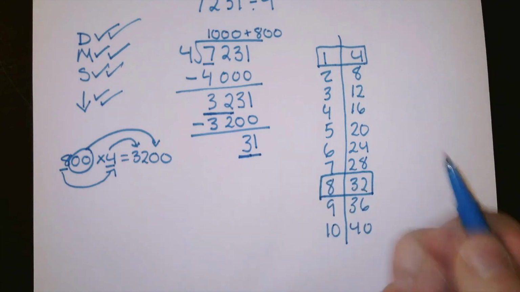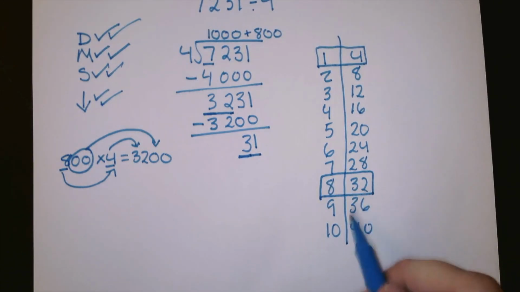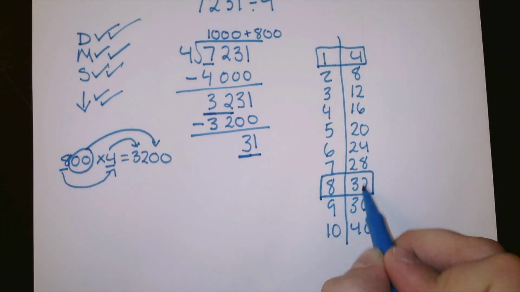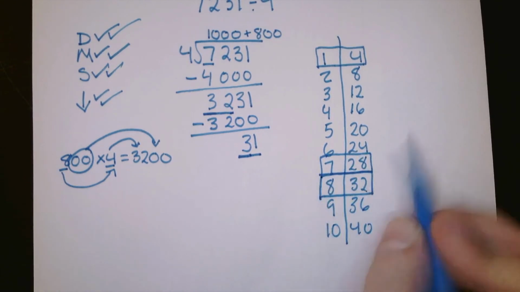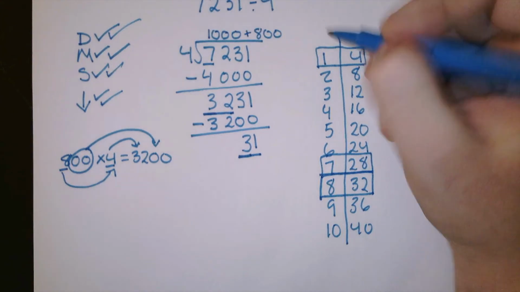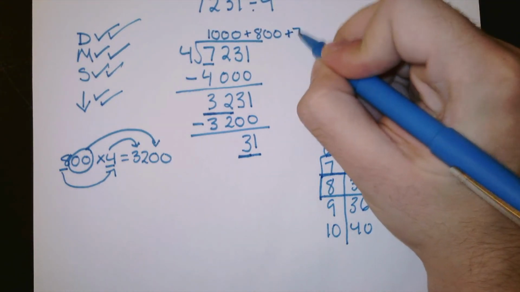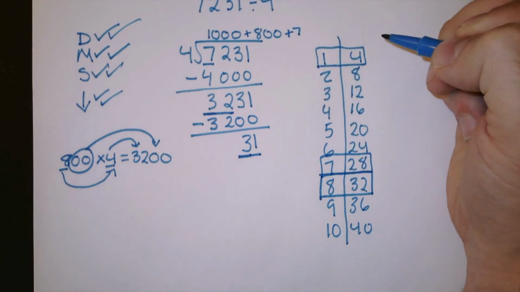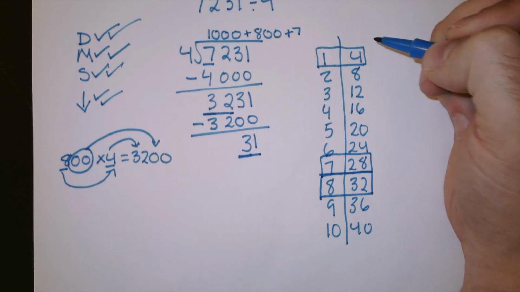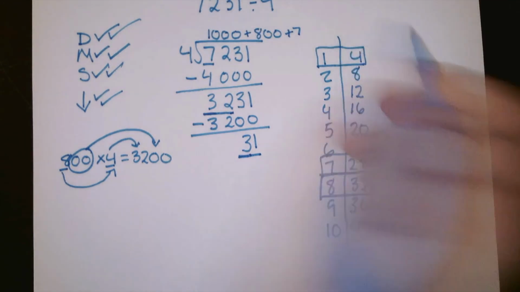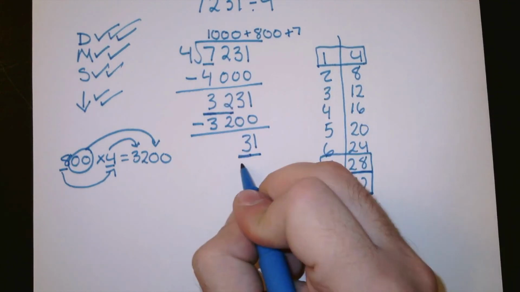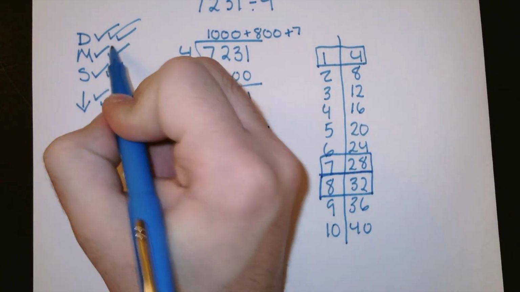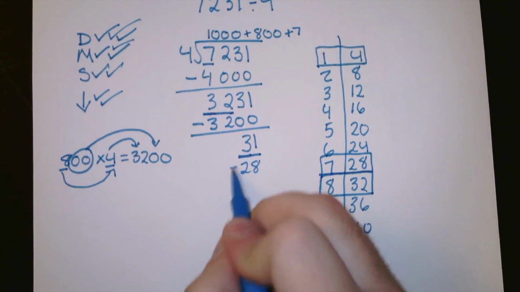So now I have 31 ones. So let's look where 31 would fall. 31 would actually be between 28 and 32. So I draw my line here and go up. And now I know 31 divided by 4 is actually equal to 7. Yes, we can see that there's a remainder. We know that, but that's going to come out at the end. We're not worrying about that during this section. All right, so that was my divide. 7 times 4. 7 times 4 is 28. There's my multiply. Now I subtract.